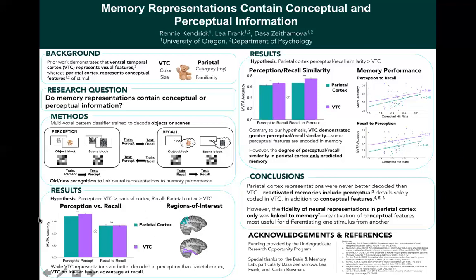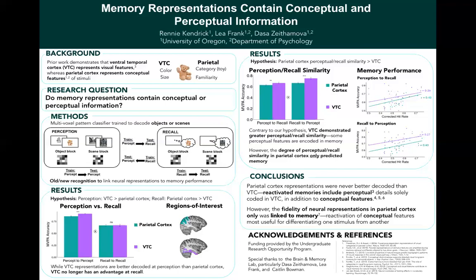On the graph, we have classifier accuracy on the y-axis. VTC is represented by the purple bars and parietal cortex by blue. The group of bars on the left represents training and testing on perception data, and we can see that the classifier did have higher accuracy in VTC than in parietal cortex. But in the group of bars on the right representing recall data, there is no longer a difference between the brain regions. However, I did not see that parietal cortex had higher accuracy at recall, as predicted.